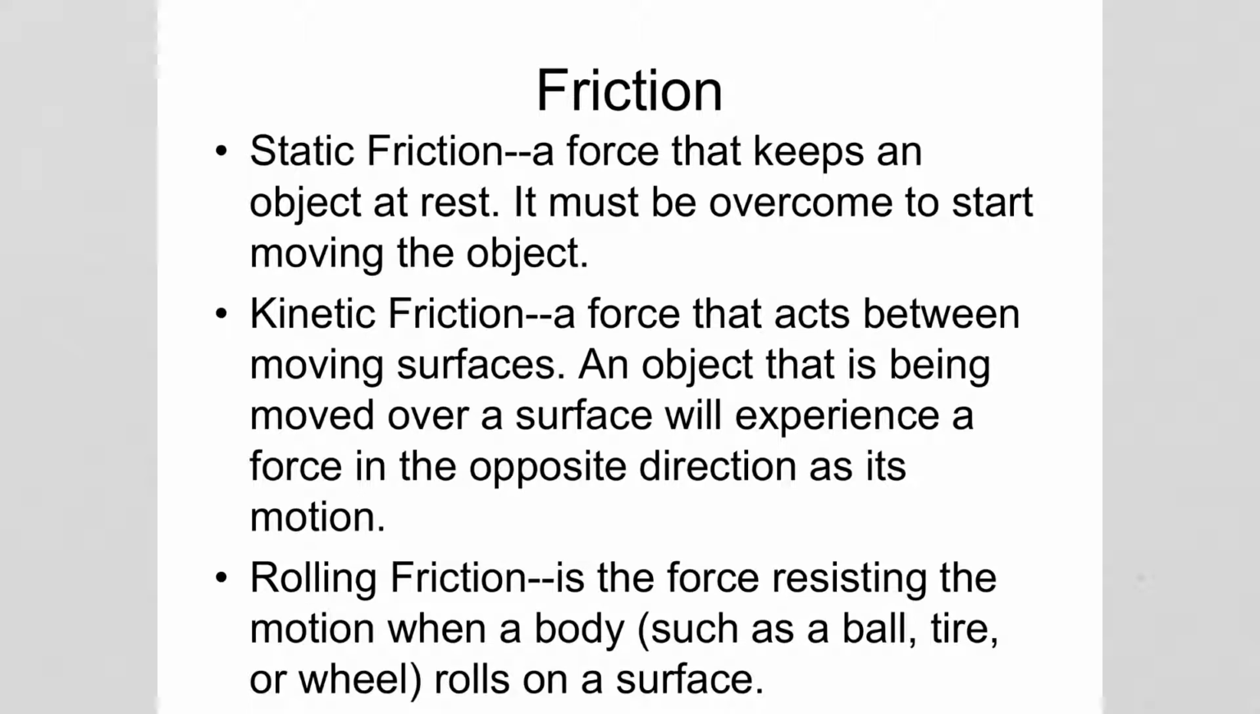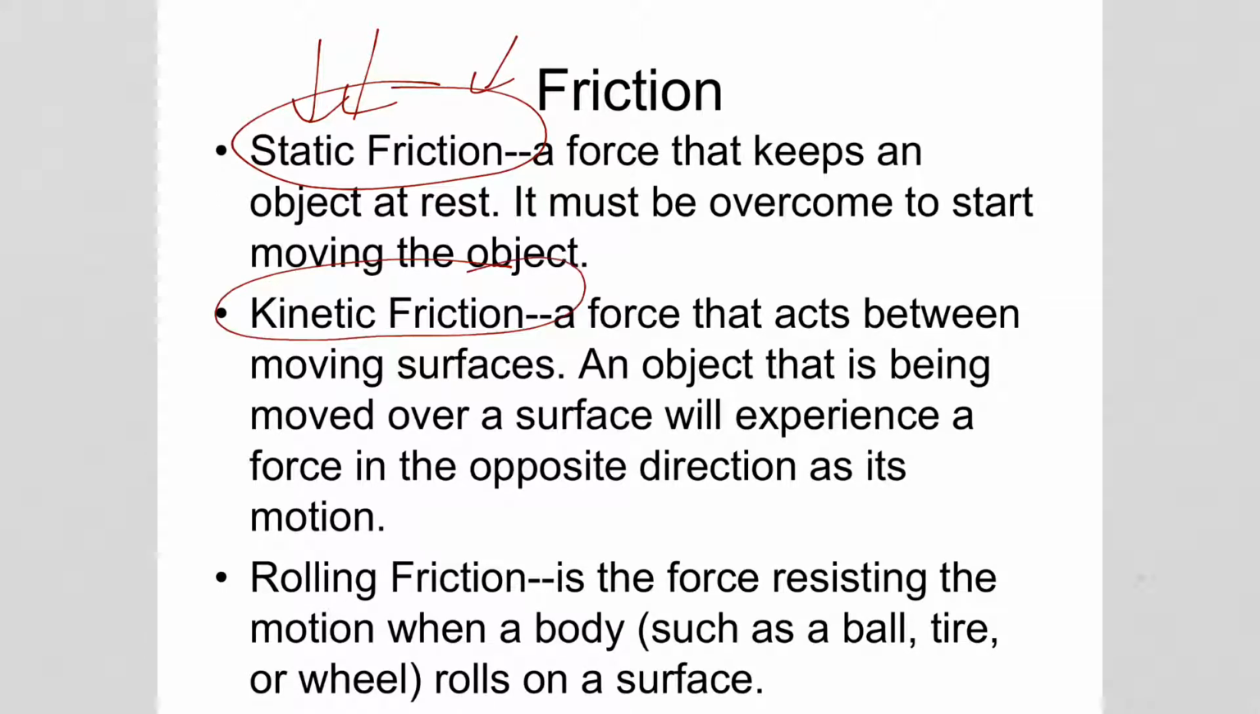Now let's talk about friction for a second. We're going to talk about three different kinds of friction. First of all, we have static friction. Static means not moving. So it's a force that keeps an object at rest. To get an object to move, you have to push on it or pull on it with enough force to overcome static friction.